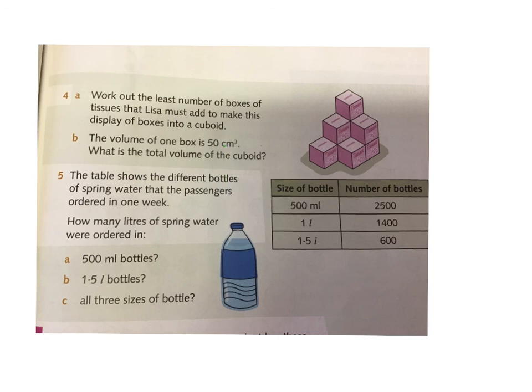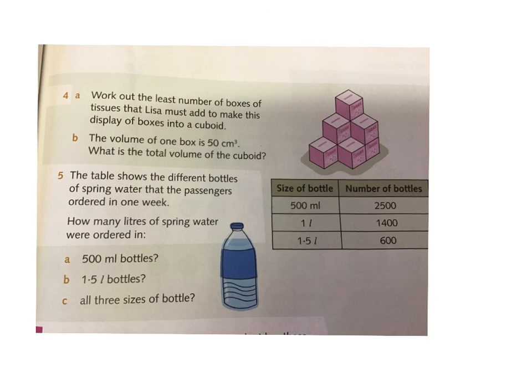Question 5, the table shows the different bottles of spring water that the passengers ordered in 1 week. How many litres of spring water were ordered in these different sized bottles? So we have a 500 millilitre bottle, a 1 litre bottle, a 1.5 litre bottle, and the number of bottles of each size that were ordered.